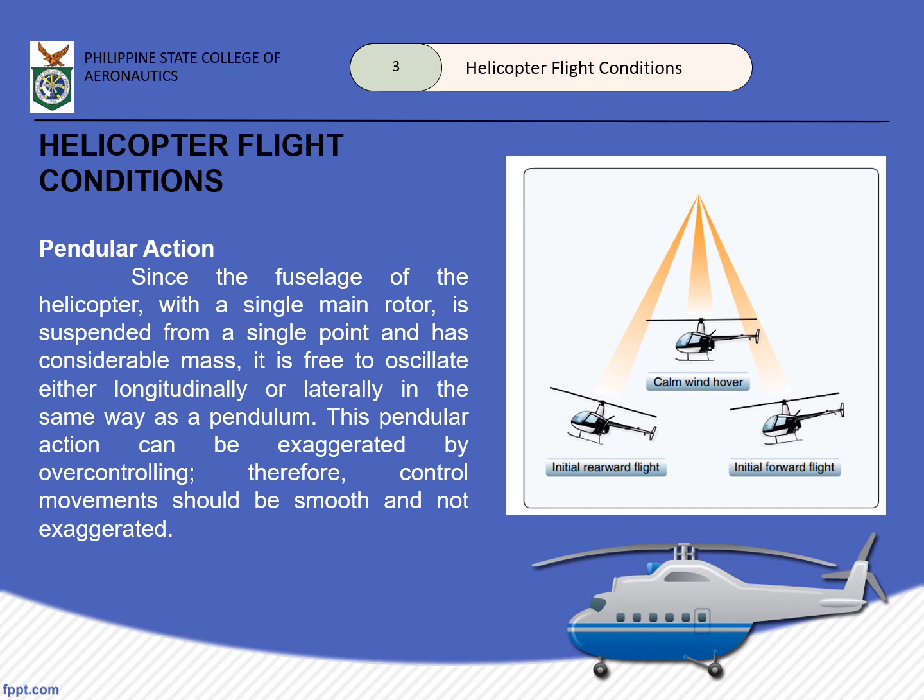So another one is the pendular action. Since the fuselage of the helicopter with the single main rotor is suspended from a single point and has considerable mass, it is free to oscillate either longitudinally or laterally in the same way as a pendulum. So this pendular action can be exaggerated by over-controlling, therefore control movements should be smooth and not exaggerated. So it is the lateral or longitudinal oscillation of our fuselage while in hover.